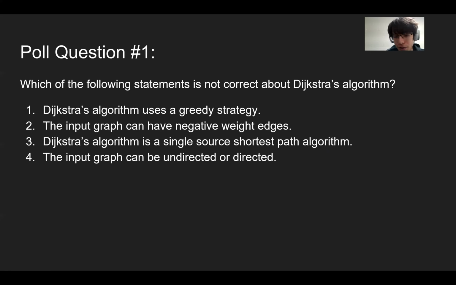All right, so now we're going to go over it. So let's see the answers. Does it use a greedy strategy? Yes, it does, right? It always chooses the shortest or the smallest edge weight to include as part of the solution. The input graph can have negative weight cycle or negative weight edges. It can't have that, right? We discussed that it can't. It's a single source shortest path algorithm. And the input graph can be undirected or directed. That's also true. So it's only the second one.